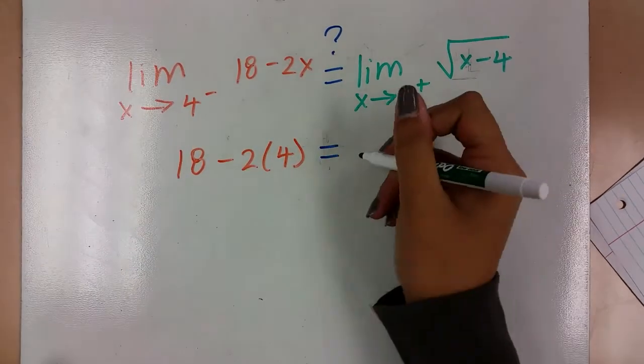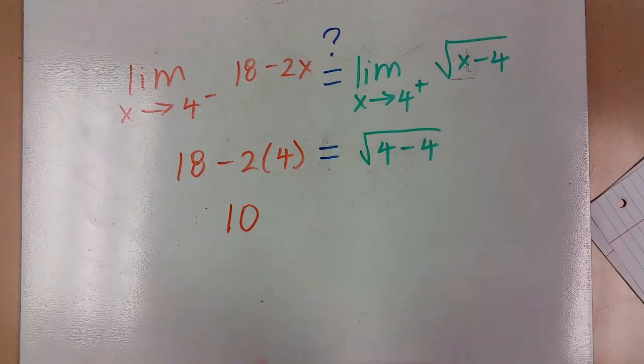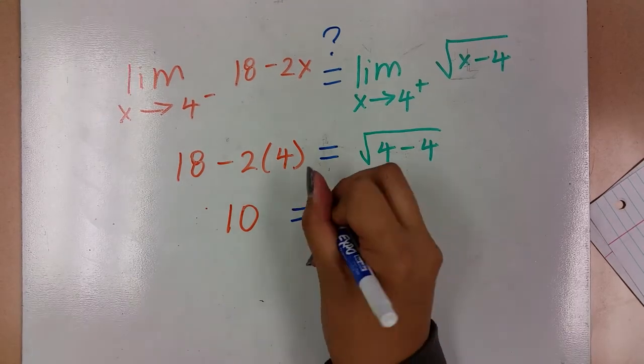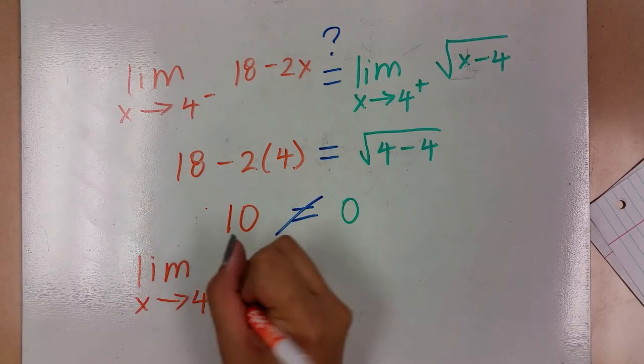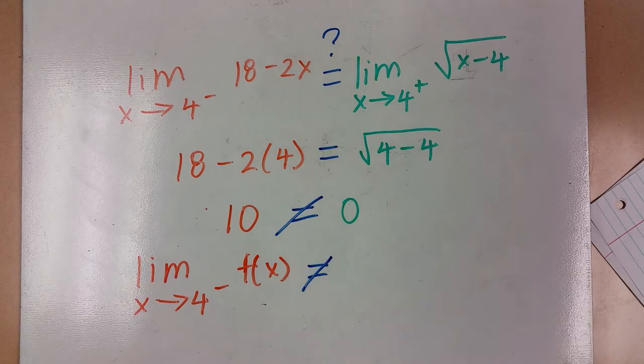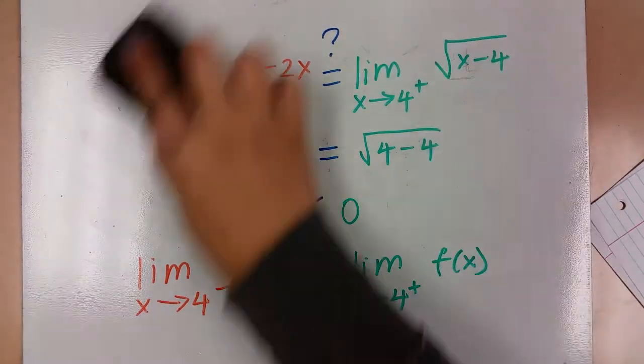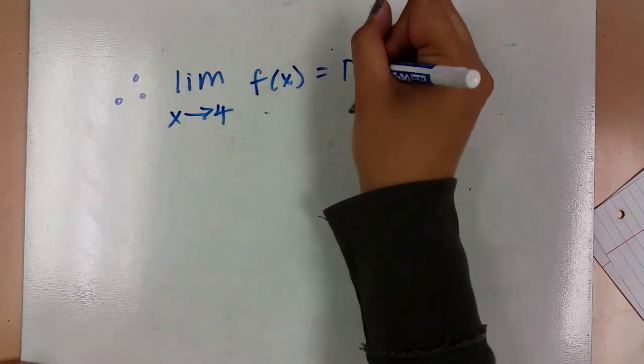Because the two equations have different domains, we must check if the limits of the two equations are the same in order for the limit as x approaches 4 to exist. As you can see, they approach different limits, and therefore the limit of f of x as x approaches 4 does not exist.